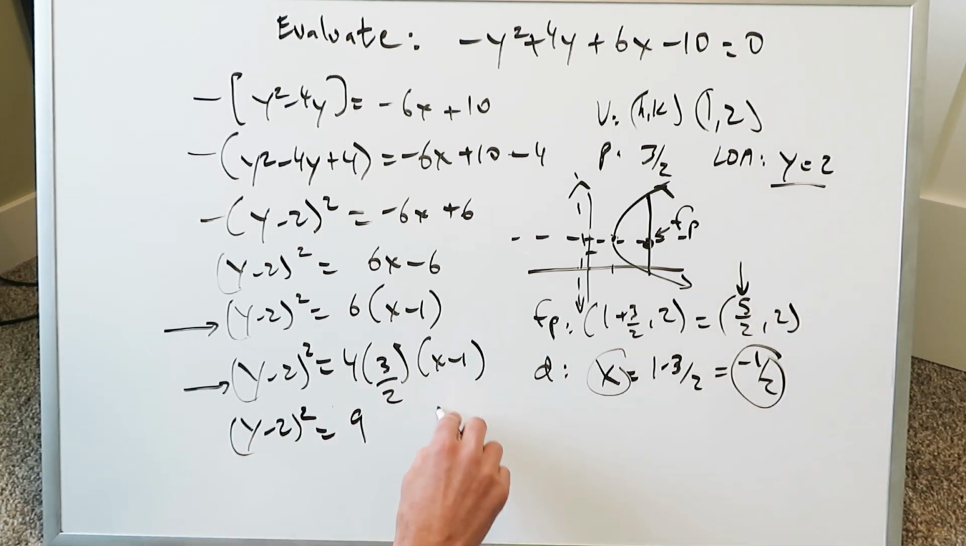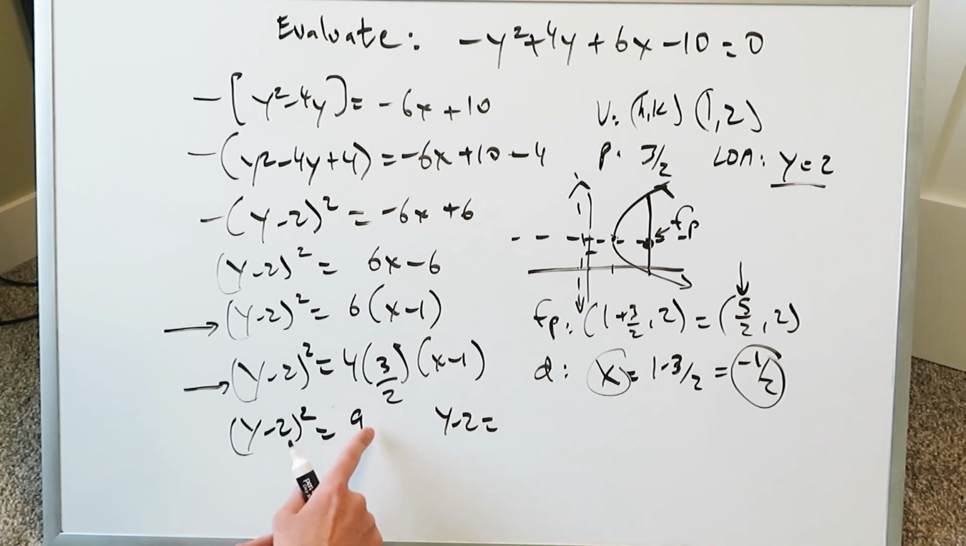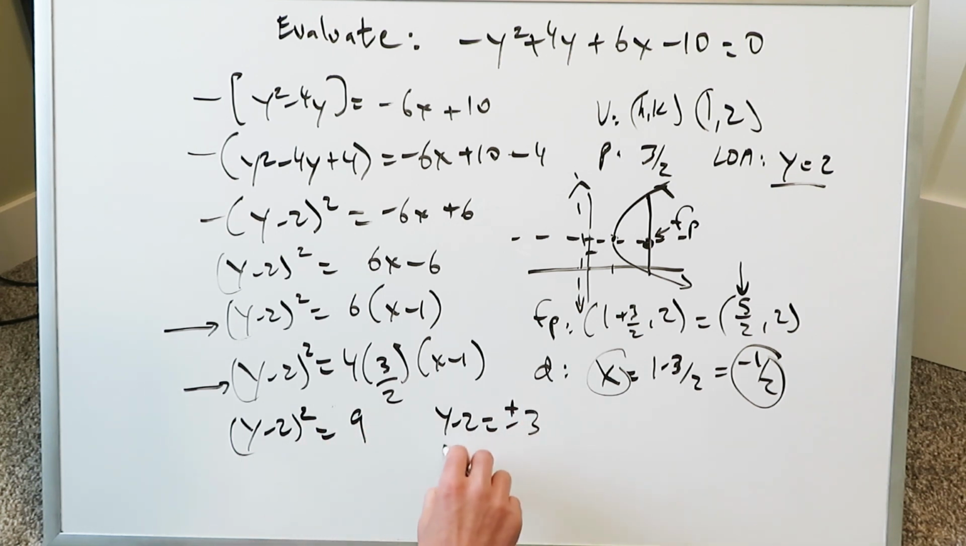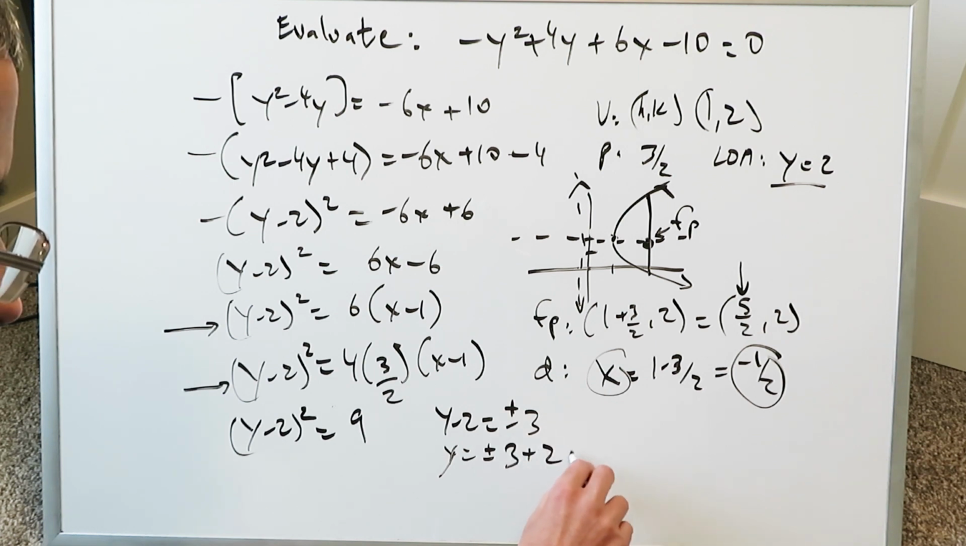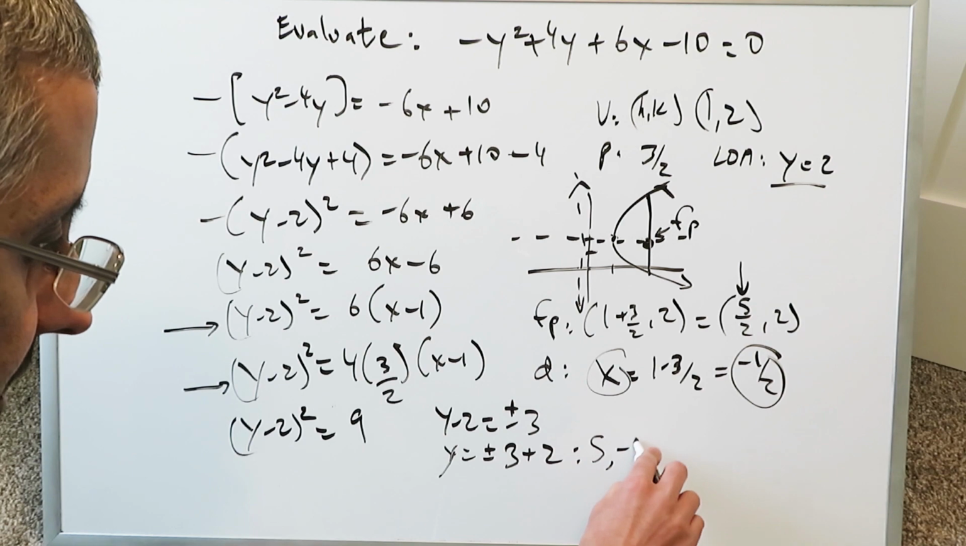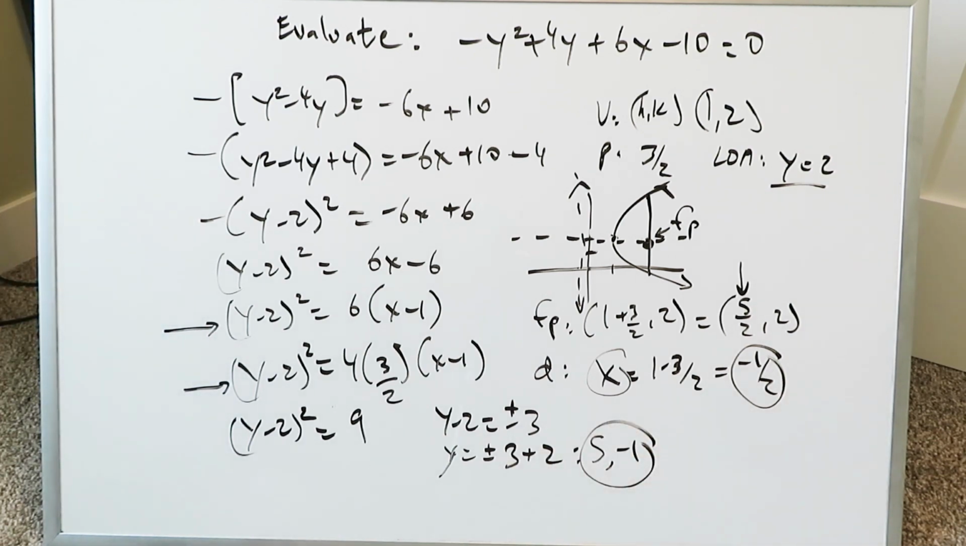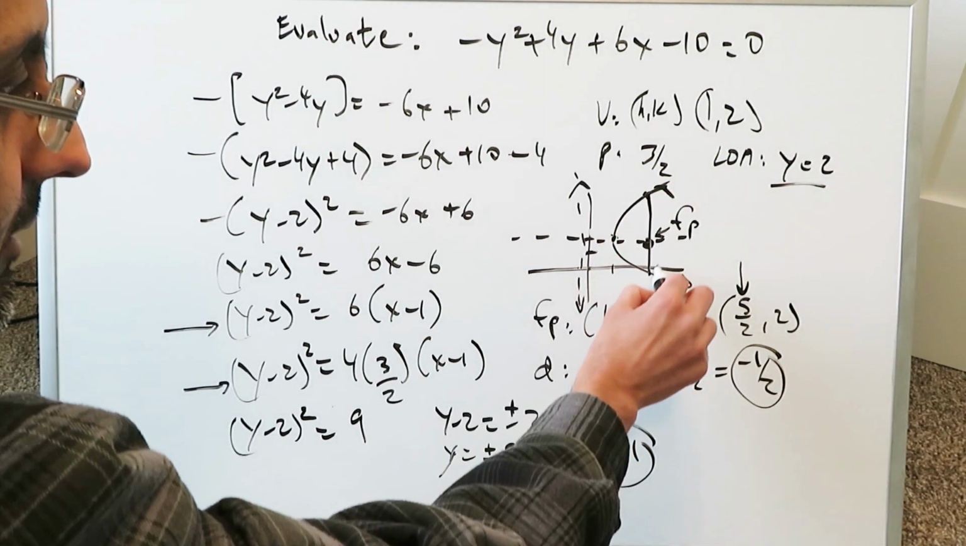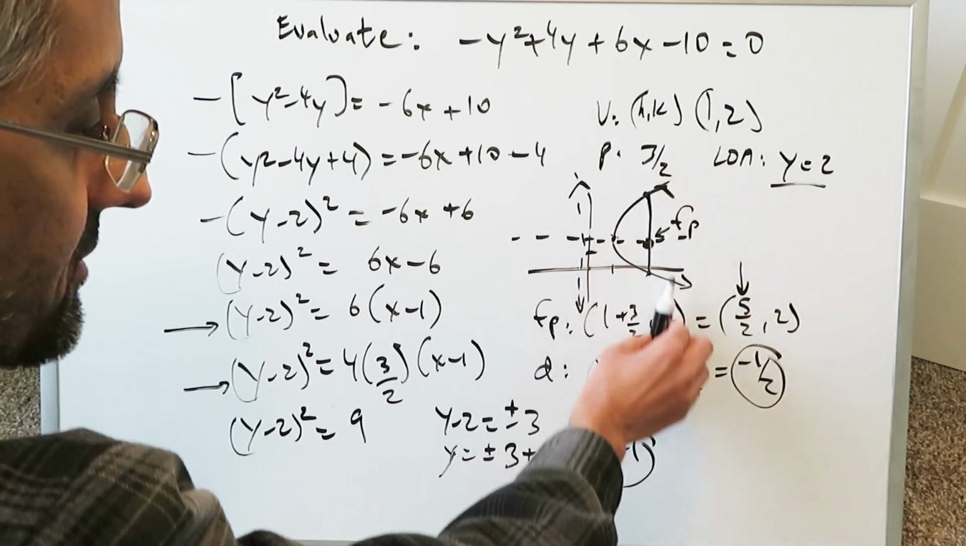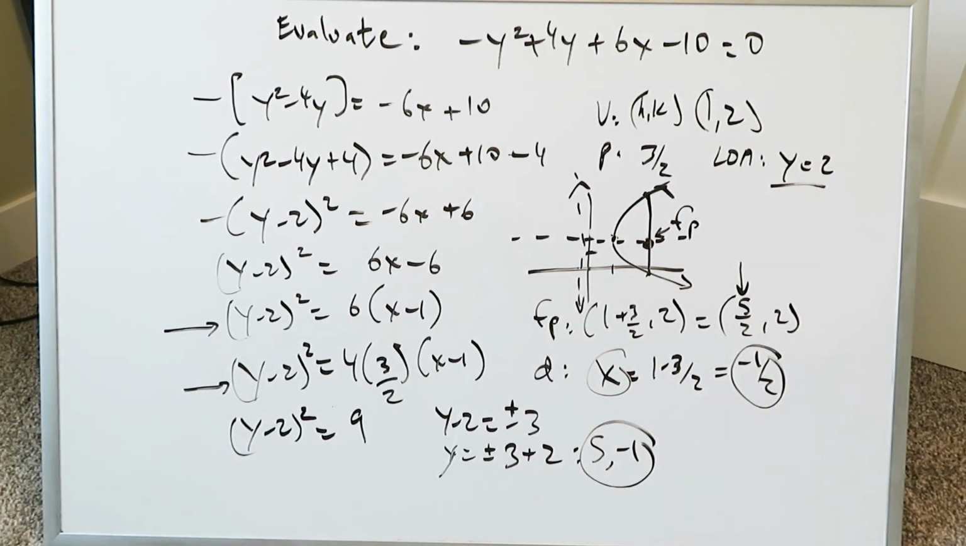Now you're solving for this y. Y minus 2 is equal to the square root of 9, which is plus and minus 3. Y is equal to plus and minus 3 plus 2. But what are these values? 3 plus 2 is a 5, and minus 3 plus 2 is a minus 1. These are your y values of your latus rectum. One right here and one right here, but they'll have the same x value as the focal point, your latus rectum endpoints, and that's exactly what we're determining.